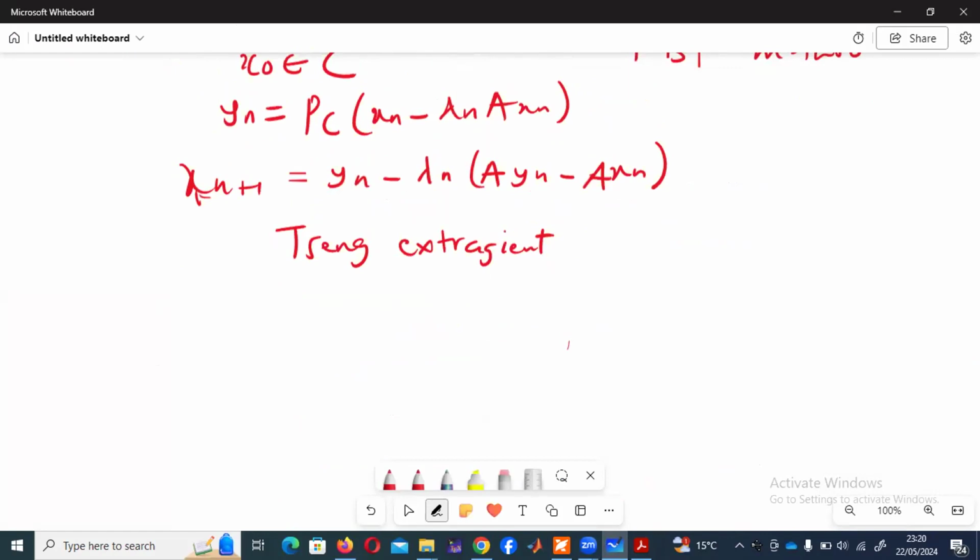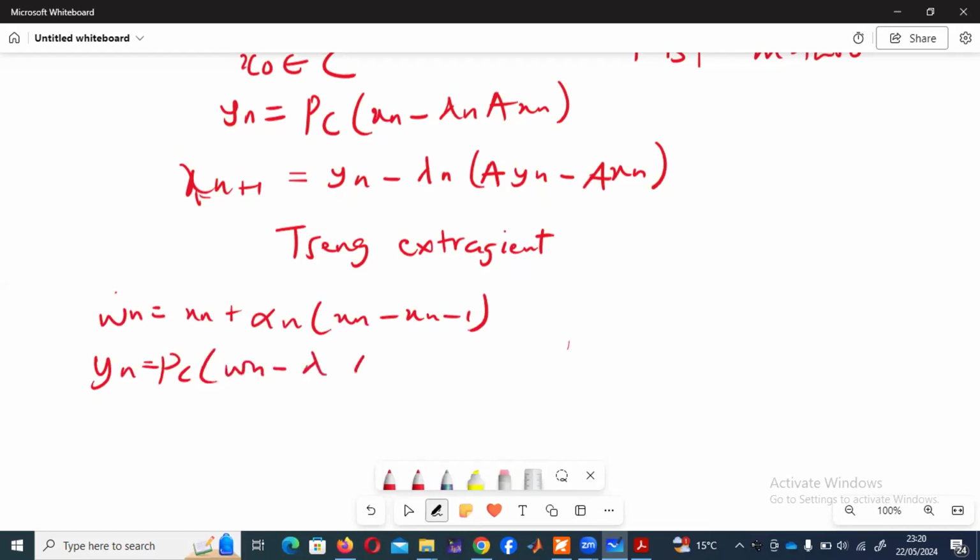So this method starts with wn equals xn plus alpha n times xn minus xn minus 1. Okay, so instead of having yn equal to P of xn, now yn is PC of wn minus lambda n A wn. So see the difference. And then xn plus 1 will be equal to yn minus lambda n A of yn.